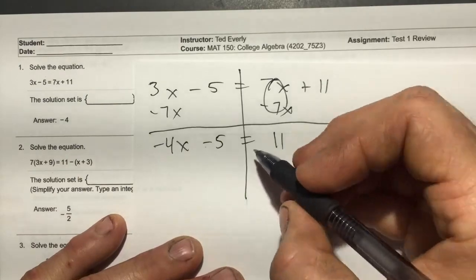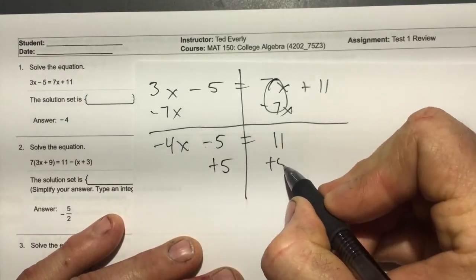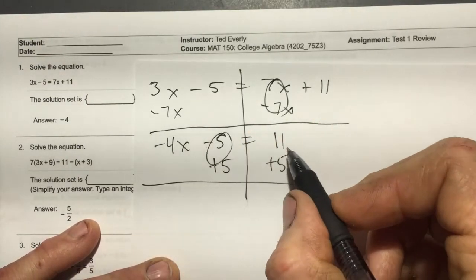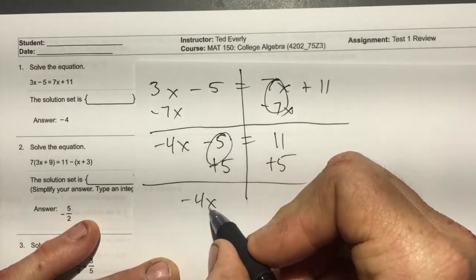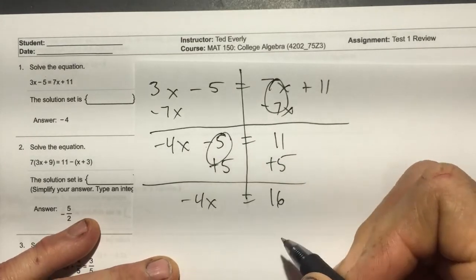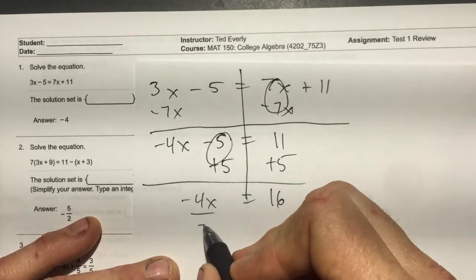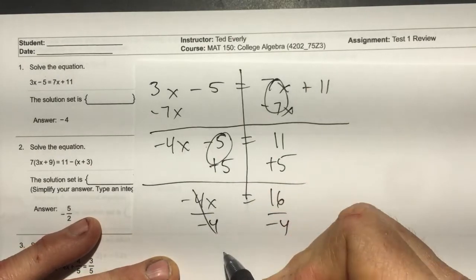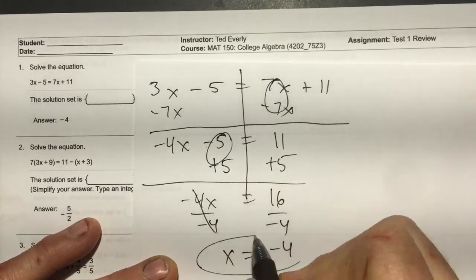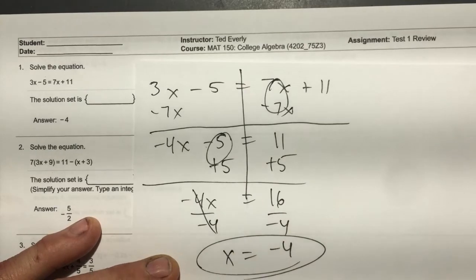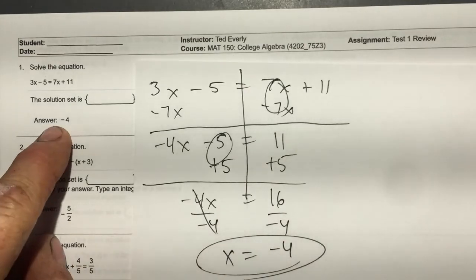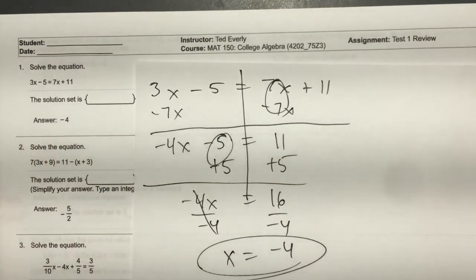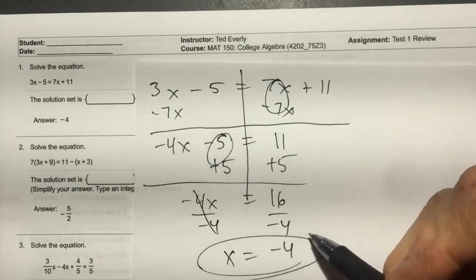Okay, now I need to add 5 to get my constants over here on this side. So I got my variable, negative 4x here. I've got 16 over there. And now I can divide by negative 4. And there you go. There's my answer, which is right. Now here's what you want to do though on this test. My answer is negative 4.